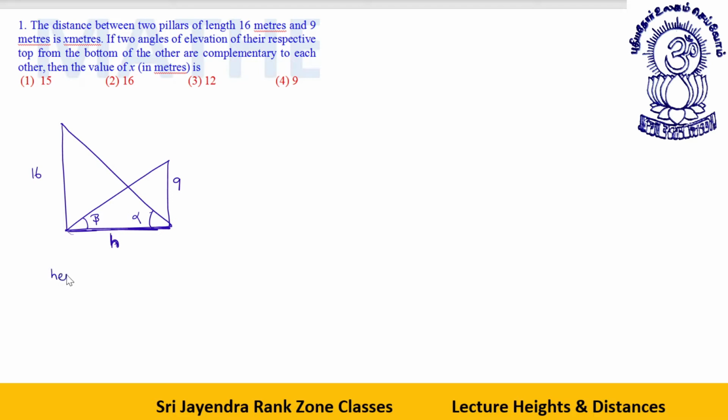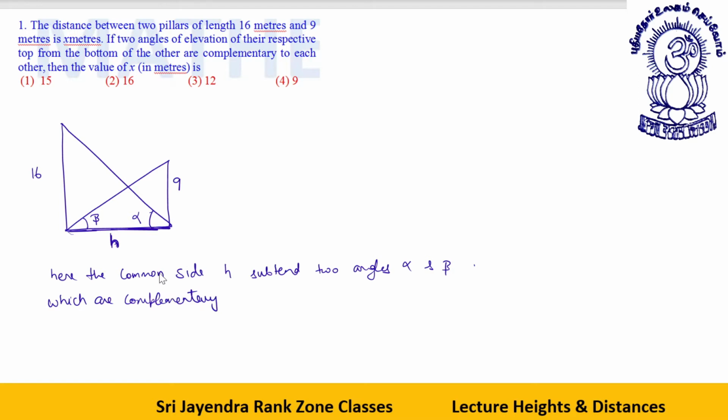Here the common side H subtends two angles alpha and beta which are complementary. It subtends two angles which are complementary. And where does it subtend the complementary angles?